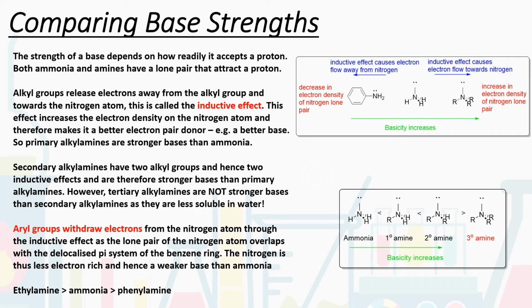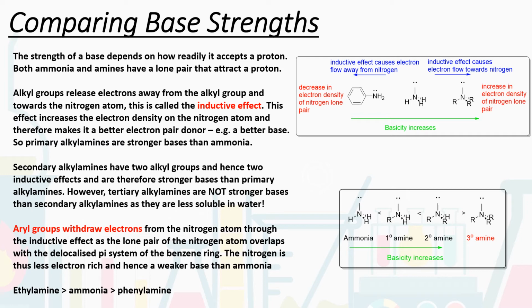So if we think about, again, them acting as bases, and importantly the strength of these bases, essentially it depends on how readily it can accept the proton. Now, both ammonia and amines have a lone pair that will obviously attract a proton, but in our amines it also depends on what kind of groups we have attached, what kind of groups we've replaced these hydrogen atoms with.